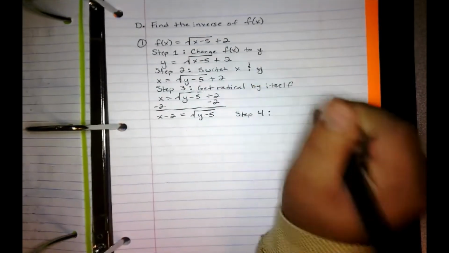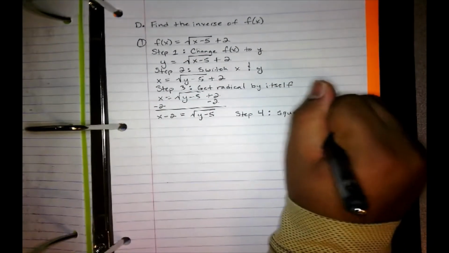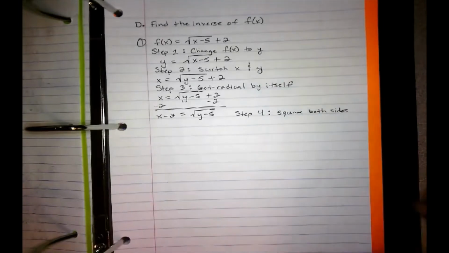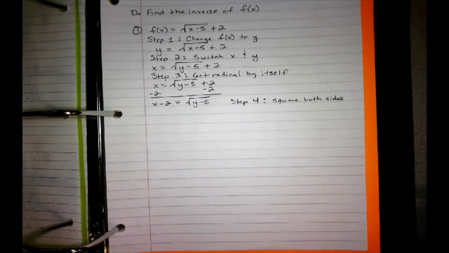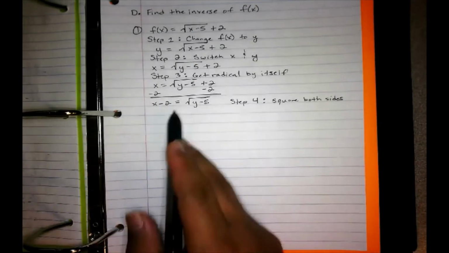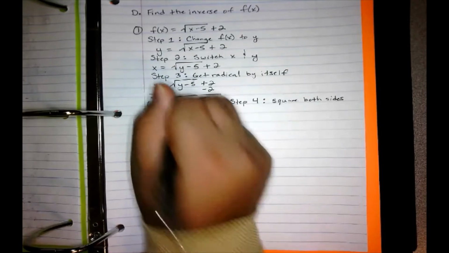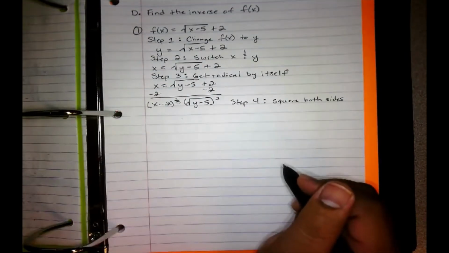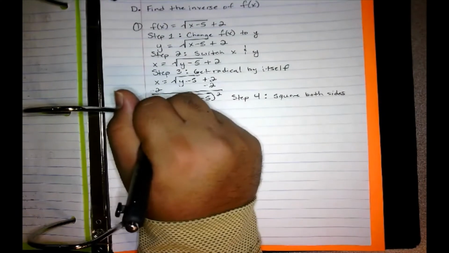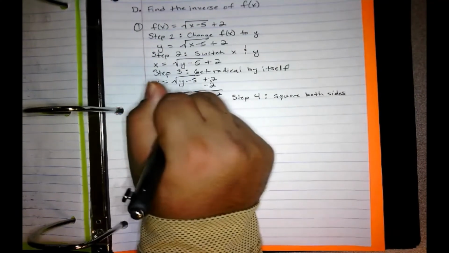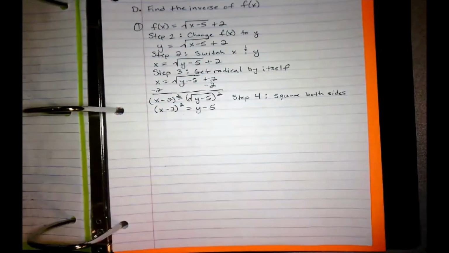Step 4, square both sides. Okay, step 4 is to square both sides. So I'm going to square one side, and I'm going to square the second side. So I'm left with x minus 2 squared equals y minus 5.